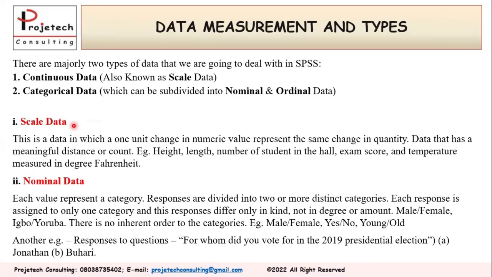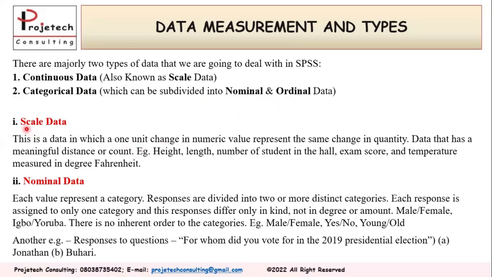Very important we understand different types of data and where they can be applied so that you'll be able to know when to use each of them in your analysis. Now, we have the continuous data, and we also have the categorical data. The continuous data is also known as the scale data. The categorical data can be subdivided into nominal and the ordinal data.